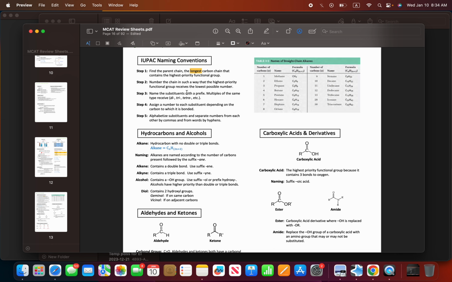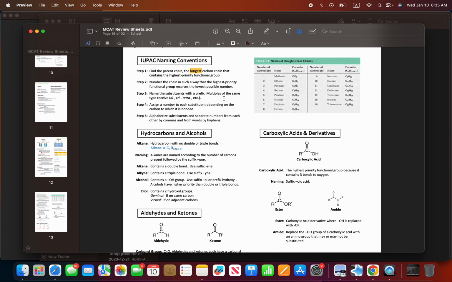Then you name the substituents with a prefix. Multiples of the same type receive di, tri, tetra, etc. Penta, hexa, right? What's for 7? We have hepta, right? For 8, we have octa, like octagon, where the UFC takes place. We then have nona, probably, something like that, for 9, and deca for 10.